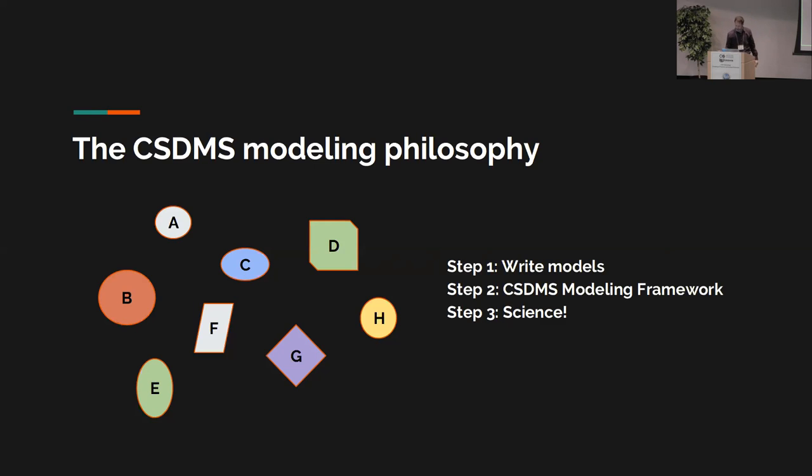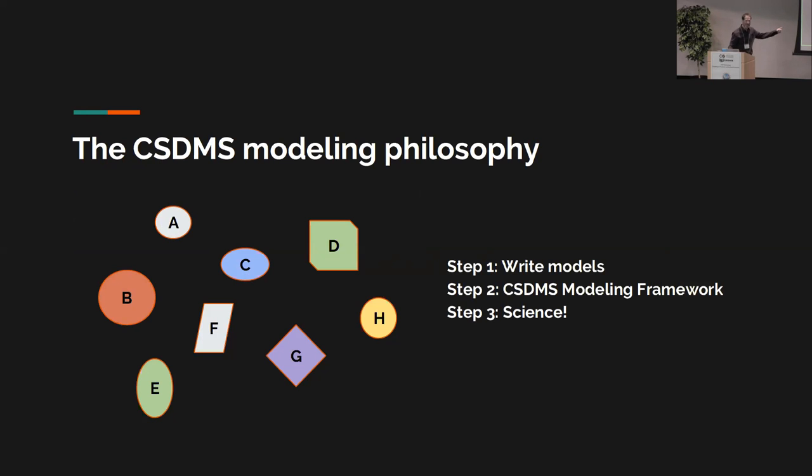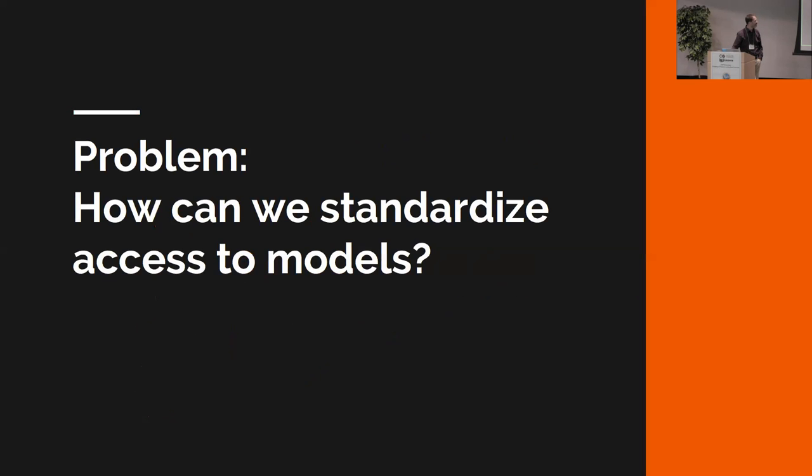All right, so the first problem, how can we standardize access to models? Now, you can imagine, looking at this diagram, that these models written in different languages probably have different calling syntaxes, different configuration files, different boundary conditions, a mess. If we can find a way to standardize the way that we call a model, it'll make it a lot easier, both on us as people, if we're trying to write code in order to couple models, and also for machines if we want to automate that process of model coupling.